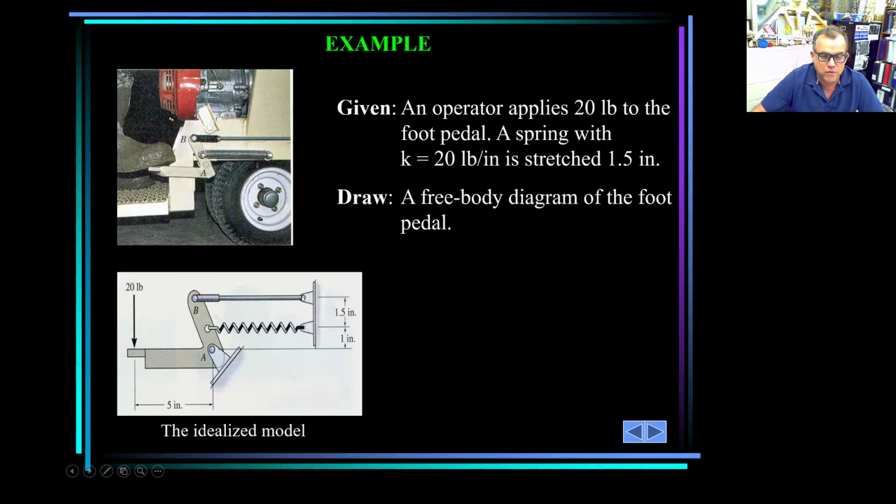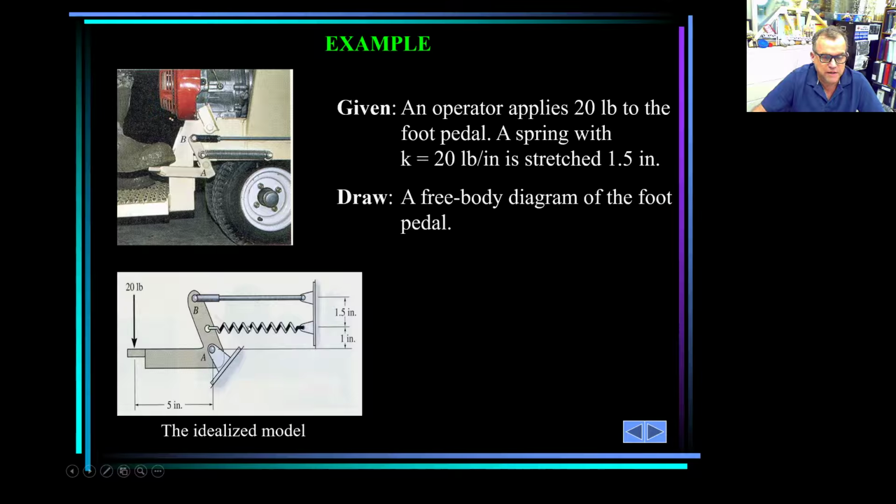And this type of support, we discussed it before as a weightless link, meaning there is a force coming in the direction of the weightless link. And it's a two-force member. How do I identify it as a two-force member? Because it is a pin here, it is a pin here, and it's a slender member, and there are no forces in between. So the only possibility is a force in that direction.